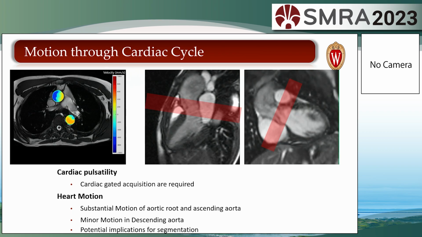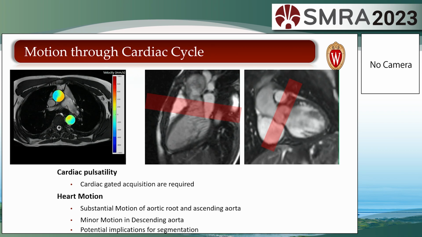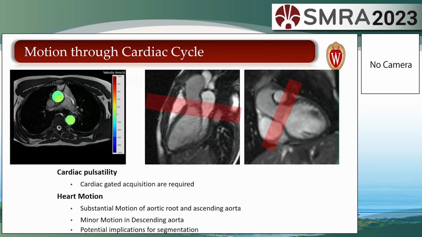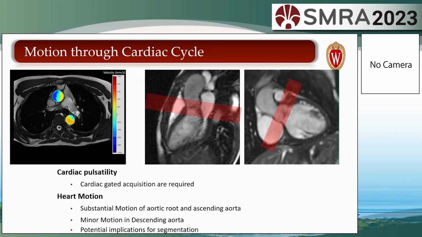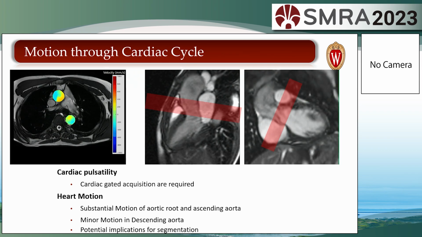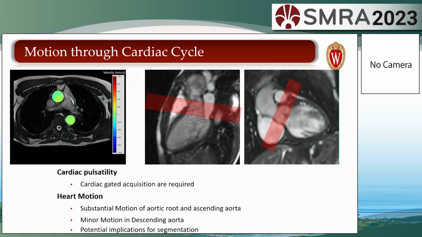In addition to the respiratory cycle, we obviously have to deal with the cardiac cycle. All our acquisitions are ECG gated, so there's cardiac pulsatility that we're interested in. We want to look at the flow differences in systole and diastole, but there are also implications of the location of the scan plane. So showing you some movies here on the right side.